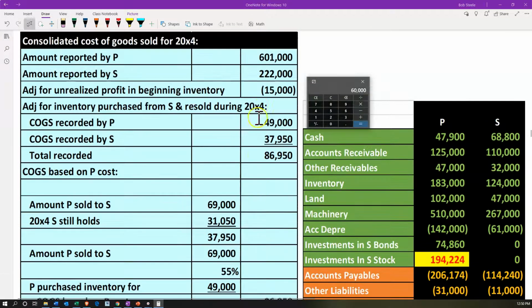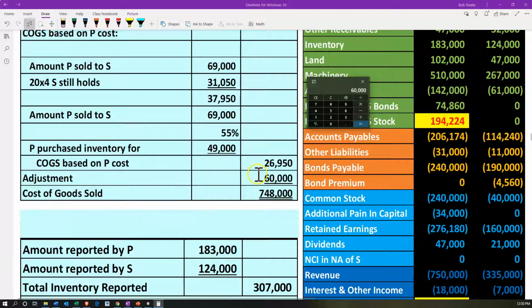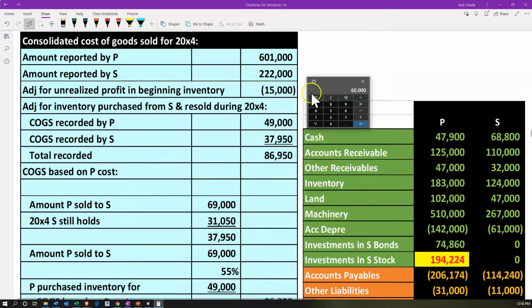So now I'm going to take what we had before. This is what's recorded by P, what's recorded by S. We're going to reverse this 15,000, and then we're going to take into consideration the $60,000 adjustment. So we're going to say, all right, this is what's on the books for P. 601, that's not right. 601,000 plus 222,000 minus the 15,000.